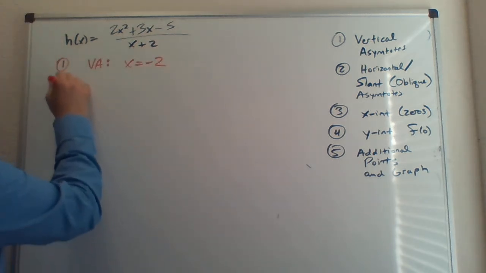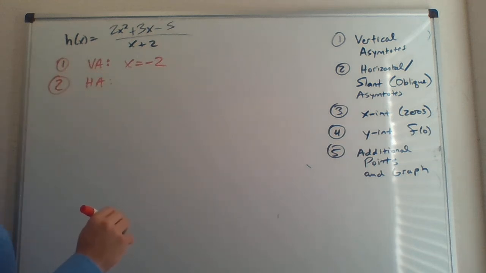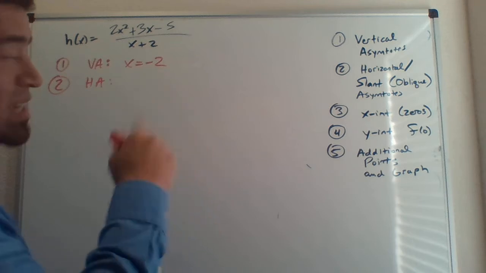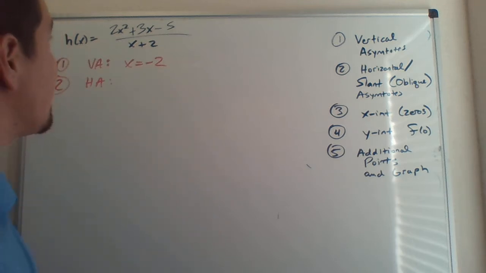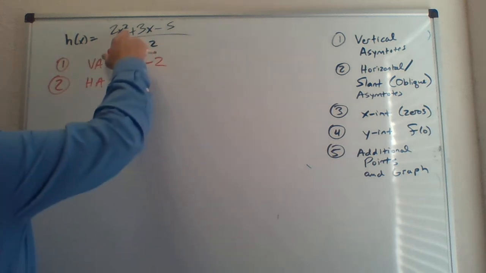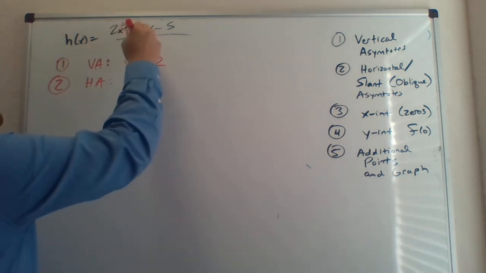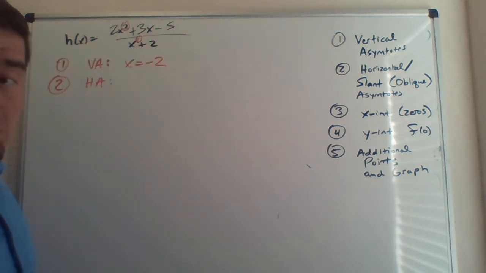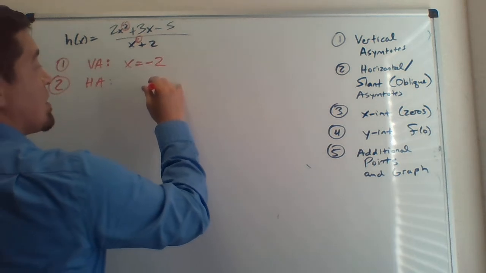Step 2, we're going to find the horizontal asymptotes, and we have to determine which case this is. Is this case 1, case 2, case 3 that we talked about in class? And we'll see that this is actually case 3, because the degree on the top is 2 and the degree on the bottom is 1, which is 1 greater than. So case 3 is kind of like what we did on the last question.